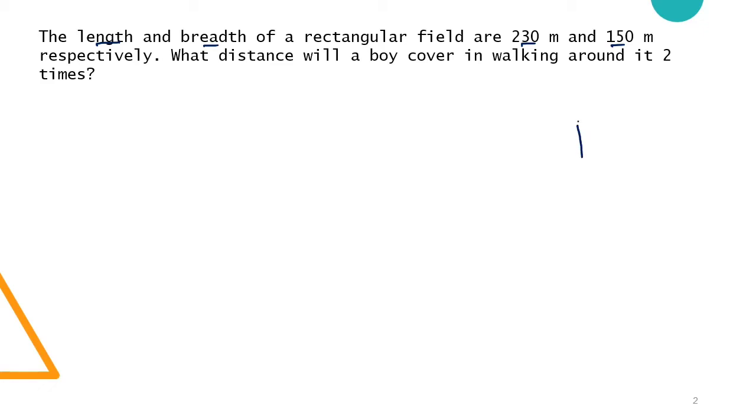So if this is a rectangular field and a boy has to walk around it, then distance covered in walking 1 time around this field will be equal to the perimeter of the field. That means here we have to find out the perimeter of the field and then multiply it by 2 because the boy is walking around it 2 times. So whatever will be the perimeter, that will be multiplied by 2 to get the total distance covered. So let's start the solution.